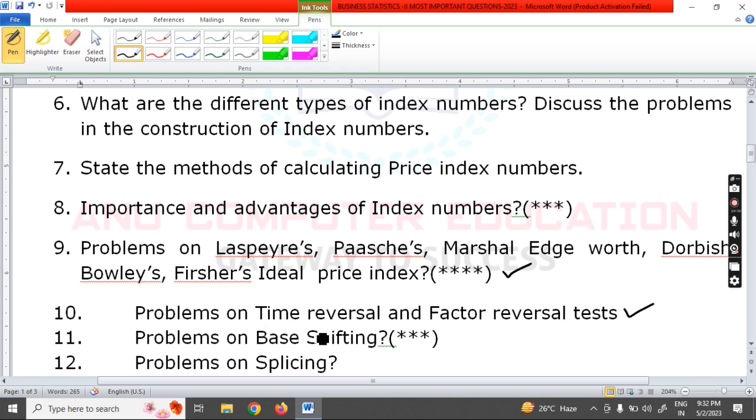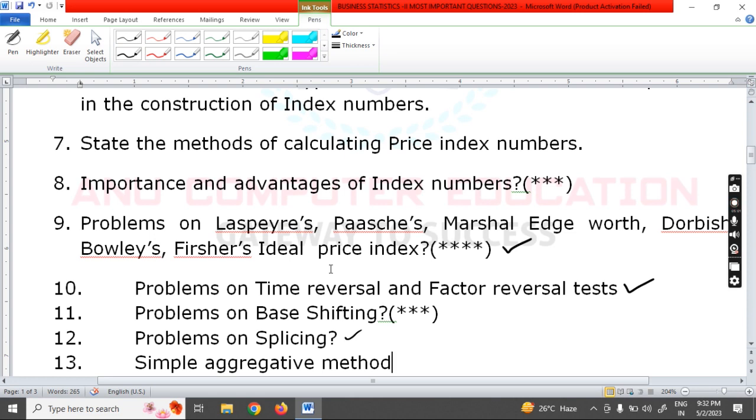So we need to reconstruct the given problem by taking another year as the base year. In the given question, it will mention which year we have to make the base year. Using that year's value, we have to divide all the values by that value and multiply by 100. Next is splicing. There are two types of splicing: forward splicing and backward splicing.